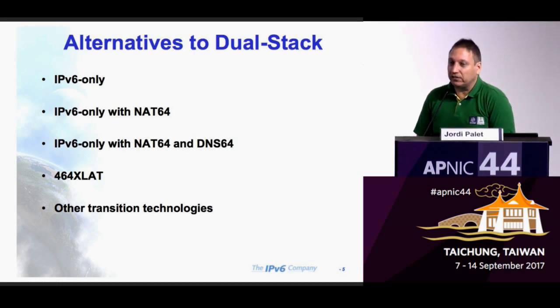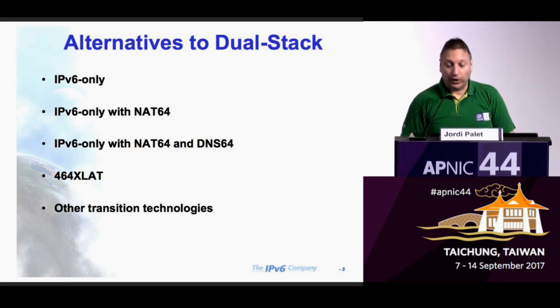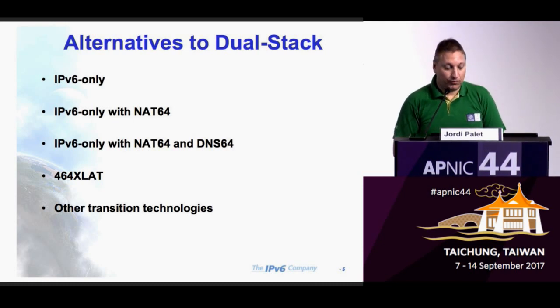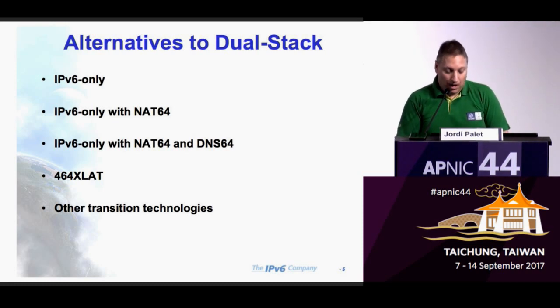So what alternatives do we have which are not dual stack? Well, we can go to IPv6 only. We can go to IPv6 only with NAT64. We can add DNSSEC to that. We can have 464XLAT, and we can consider other transition technologies.